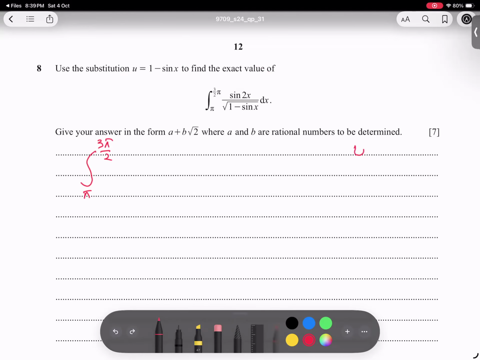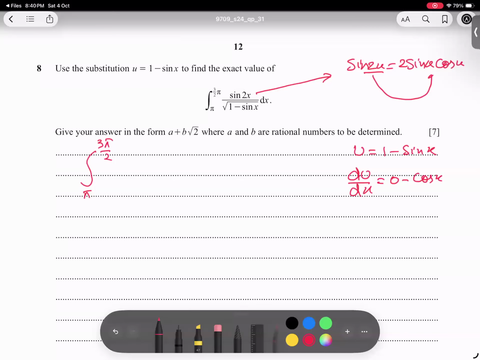So have a look. u is equal to 1 minus sin x. So left hand side u, right hand side x. So I'm getting du over dx. 1 becomes 0 and the derivative of sine is cos. So the main thing is sin 2x. You know it very well. When you expand it, sin 2x can be converted into 2 sin x cos x.